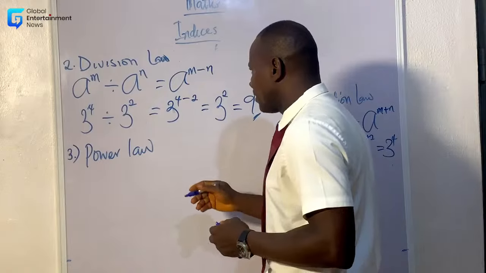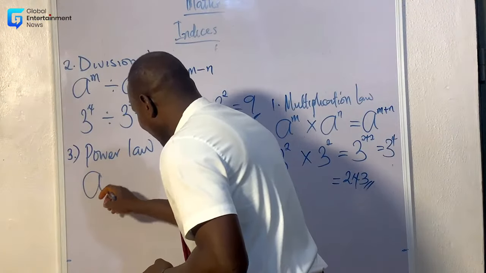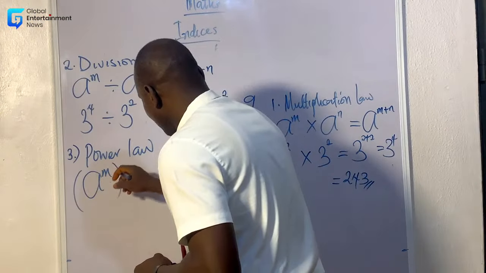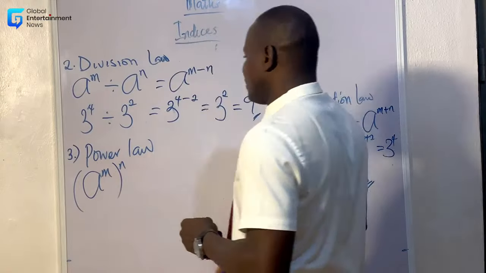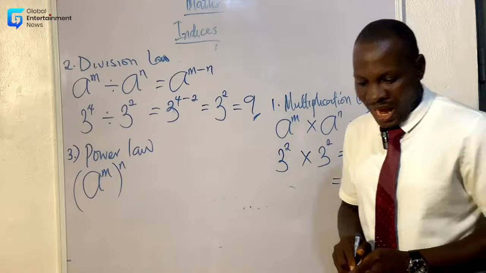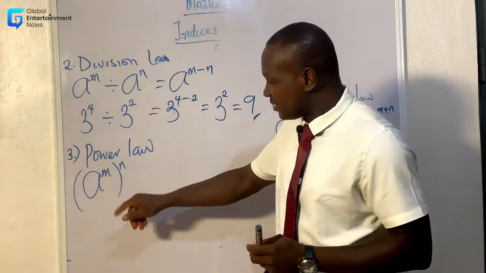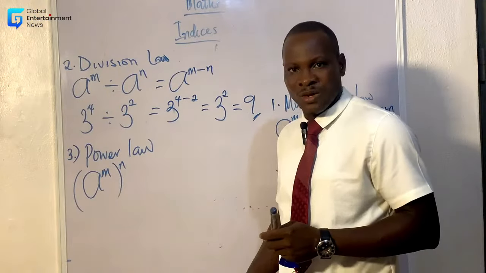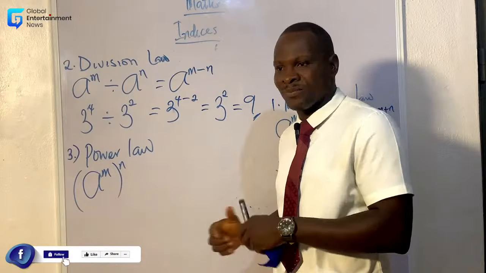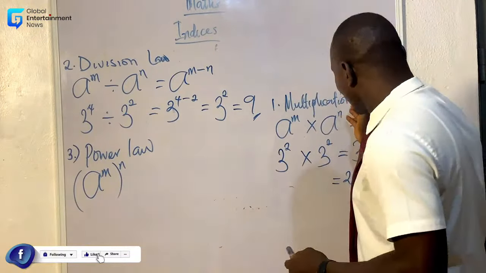When we're talking about power law, let me give you an instance. We have a raised to power m, all in brackets, raised to n. We call it power law. When you look at this closely, you will see that we have two indices here. One is inside the bracket, while the second one is outside the bracket. So the power law is a little bit different from the multiplication law.